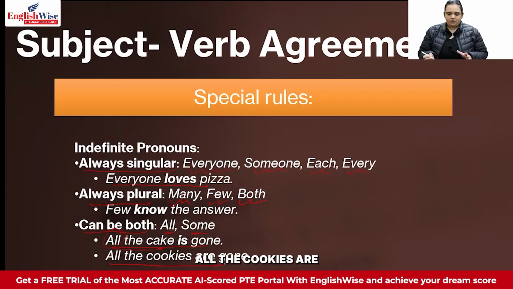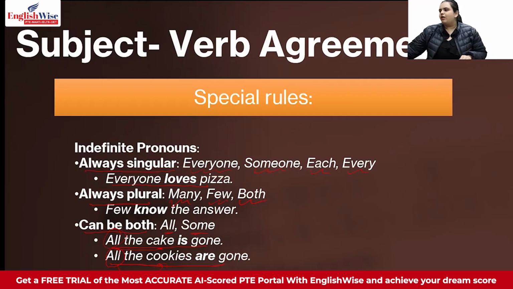All the cookies are gone. Now over here, this all is representing something plural, that is cookies. So you will say all the cookies are gone, like that. So this is how you will use it for your subject verb agreement.